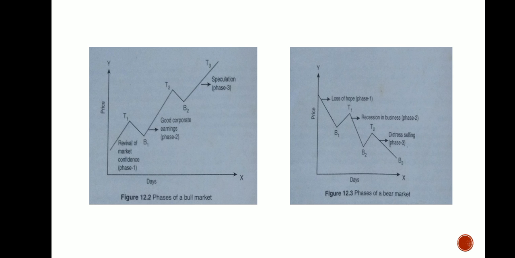The second graph shows the bear market primary trend. There are three phases. Loss of hope. Investors lose their hopes on the scrip, so they start to sell the security. In the second phase, that is recession, it leads to low profits and low dividends, which increases the selling pressure. Last phase is distress selling, where there will be higher sale because there is no more hope for the investors. These are all about primary trend.